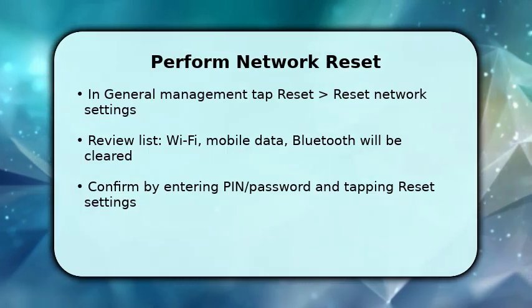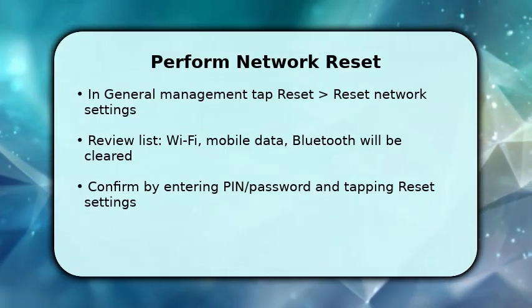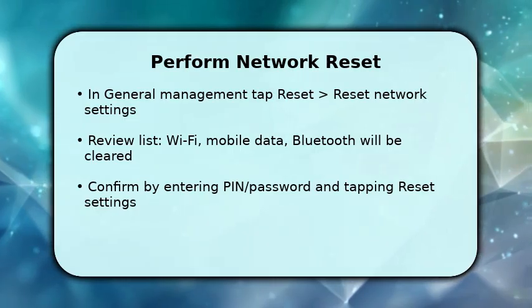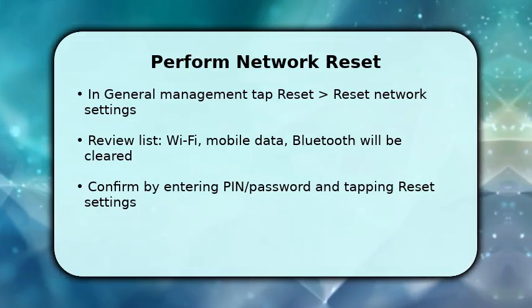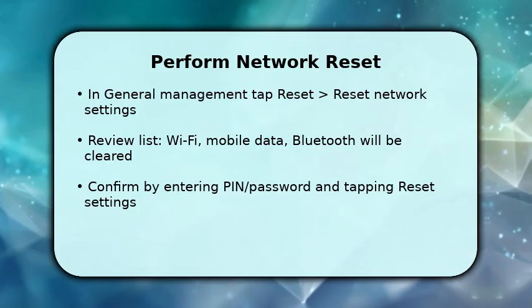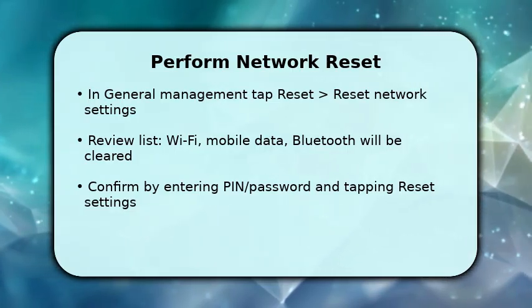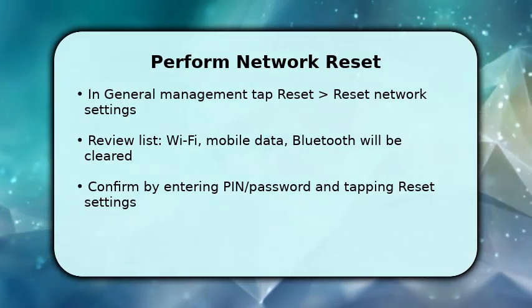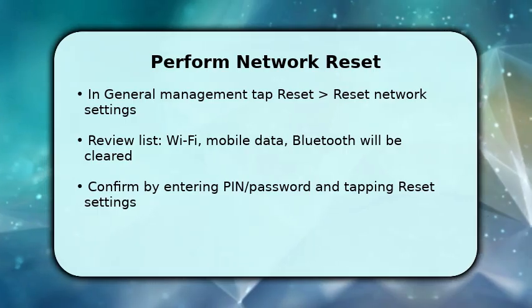In General Management, choose Reset, then select Reset Network Settings. You'll see a summary that Wi-Fi, mobile data, and Bluetooth settings will be cleared. Read it so you understand what's removed. Tap Reset Settings, then enter your device PIN, pattern, or password to confirm.